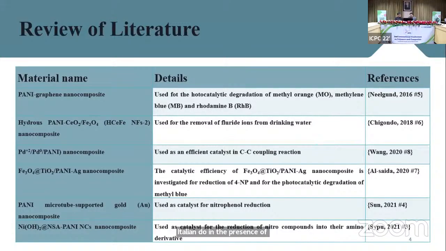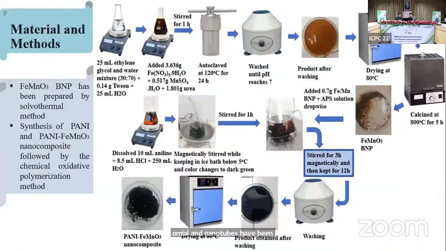Gold spotted polyaniline matrix has also been synthesized, which is used for the reduction of the nitro compounds. And more recently, Saipo and his co-workers synthesized a nickel hydroxide decorated, naphthalene sulfonic acid doped polyaniline nanotubes, which have been used in reduction of nitro arenes. Next is the materials and methods.